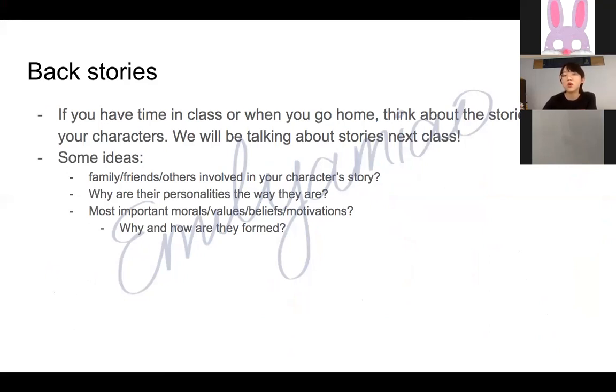What is their goal? What is their driving motivation for their life, for their story? Why and how are they formed? So just think about it. All right, and then because we'll be talking about stories next class, it will be nice if we can share a little bit about our own characters and then the stories that we've created for it. So quite a lot of homework this week.